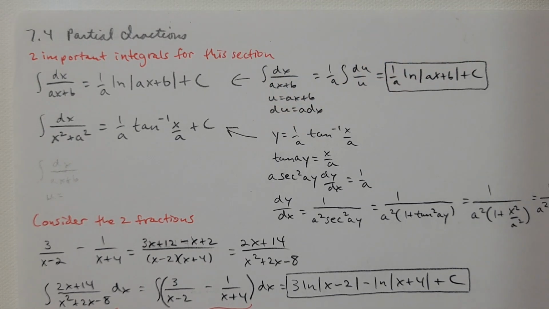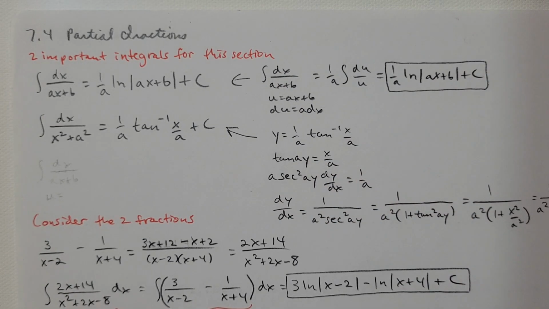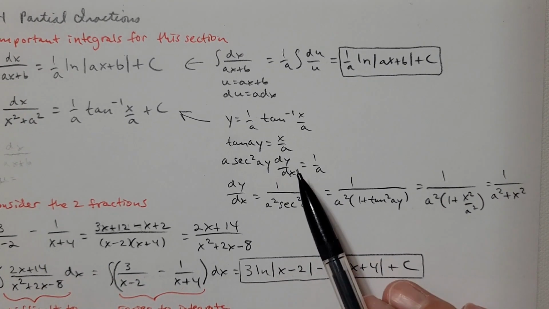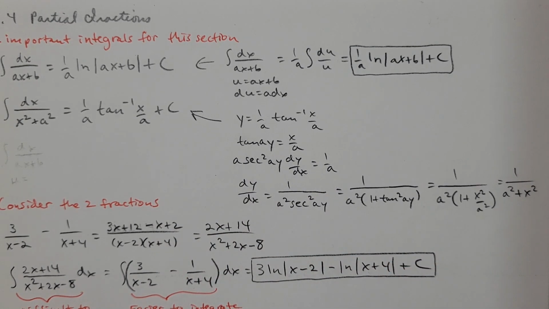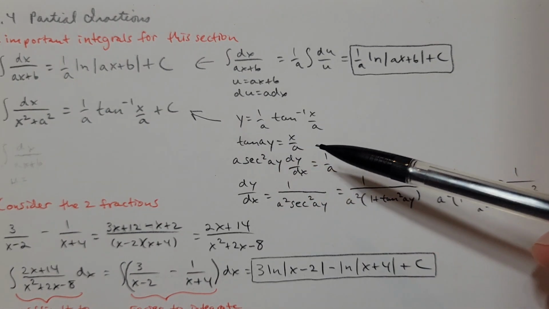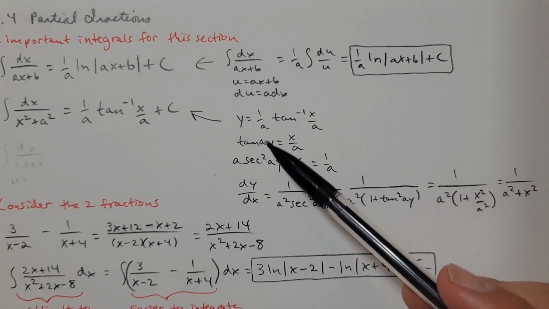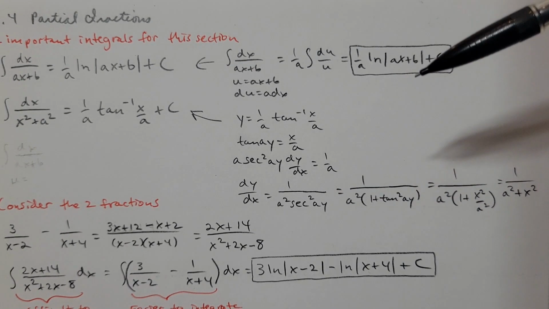Another integral that you're going to need to know is this one. Okay, so when you integrate 1 divided by x squared plus a squared, that's 1 over a times tangent inverse of x over a plus a constant. Okay, how we're getting that? So if I were to let y be 1 over a times tangent inverse of x over a, well, then if I multiply both sides by a, and then I take tangent of both sides, tangent of a times y equals x over a. Okay? And then we're going to differentiate both sides.